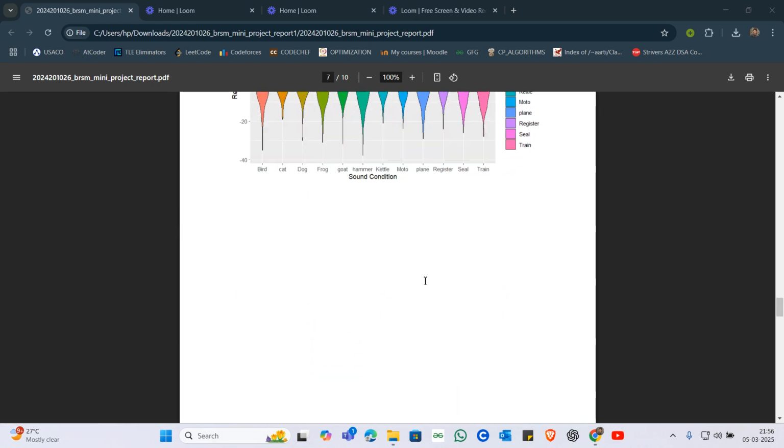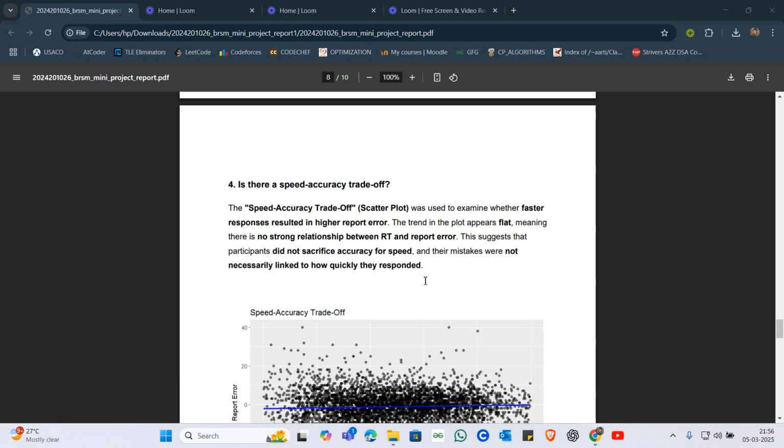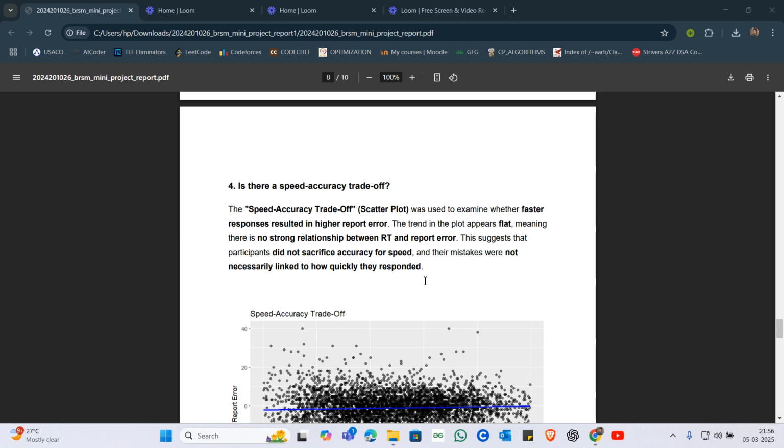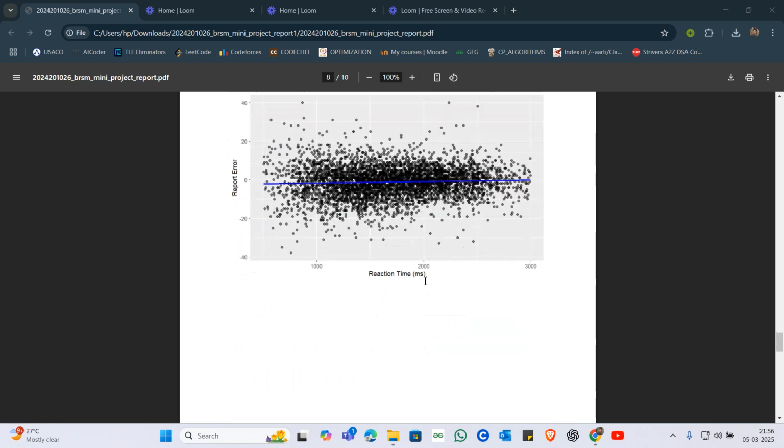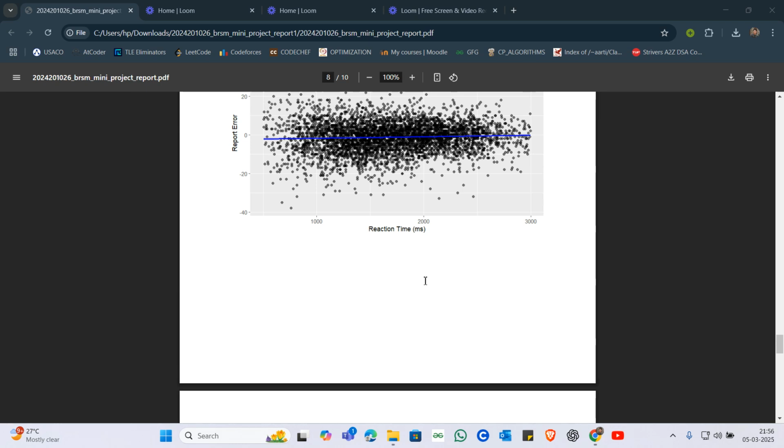Fourth question. Is there a speed accuracy trade-off? To examine if participants sacrifice accuracy for speed, we analyzed reaction time and report error. The scatter plot shows no relationship between reaction time and report error. This suggests that participants did not necessarily make more mistakes when responding faster. There was no strong speed accuracy trade-off.